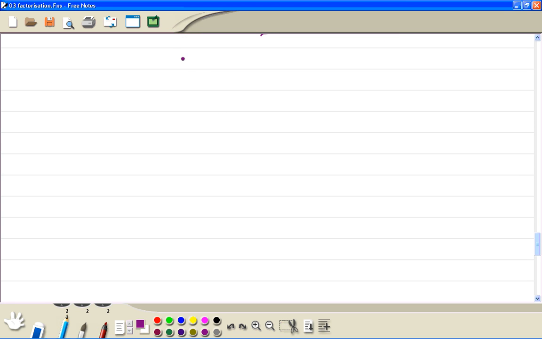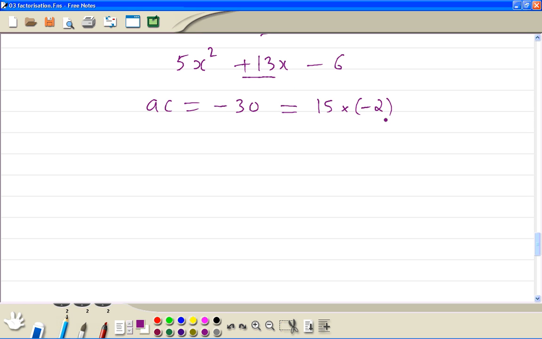Just do one more example, say 5x squared plus 13x minus 6. First we have A times C, which is minus 30. Now factors of minus 30 that add up to 13 are plus 15 times minus 2.